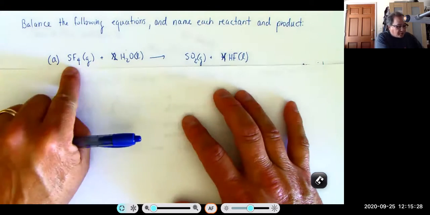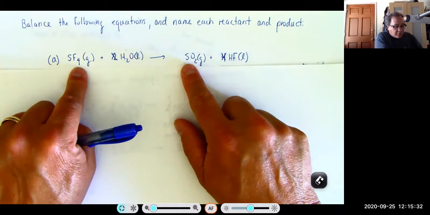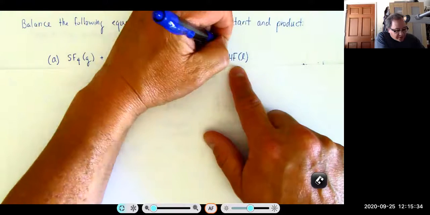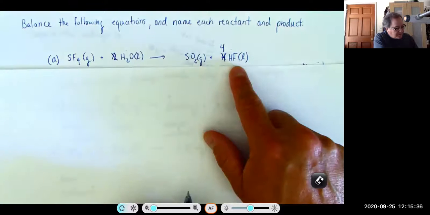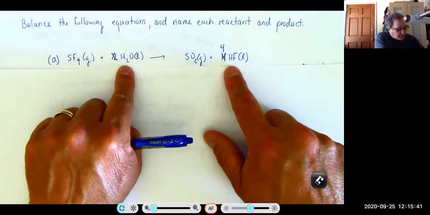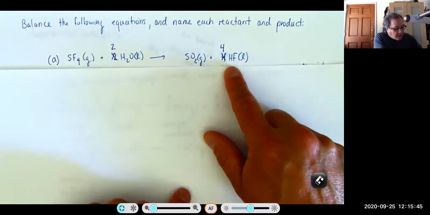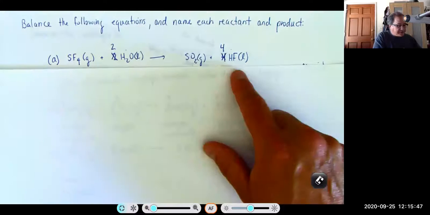So here we have one sulfur. That's good. 4 fluorines, 1 fluorine. So we're going to put a 4 here so that we have 4 fluorines. Here we have 2 hydrogens and 4 hydrogens. So we're going to put a 2 here so that we have 4 hydrogens. Here we have 2 oxygens and here 2 oxygens, so this is balanced.